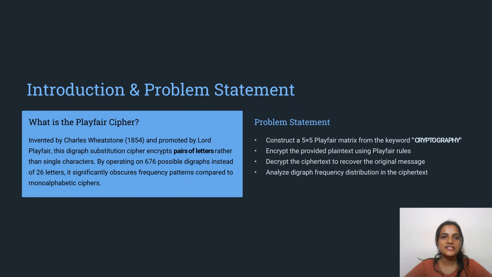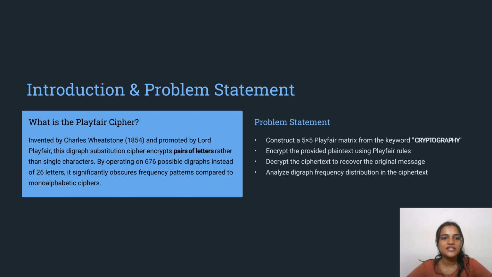The Playfair cipher was invented by Charles Wheatstone in 1854 and was later promoted and popularized by Lord Playfair, which is how it got its name. It belongs to a class of ciphers called digraph substitution ciphers, which means it encrypts pairs of letters rather than individual characters. Now why does that matter? Because by operating on 676 possible digraphs instead of just 26 letters, the Playfair cipher significantly obscures frequency patterns. This makes it much harder to crack compared to simple monoalphabetic ciphers like the Caesar cipher.